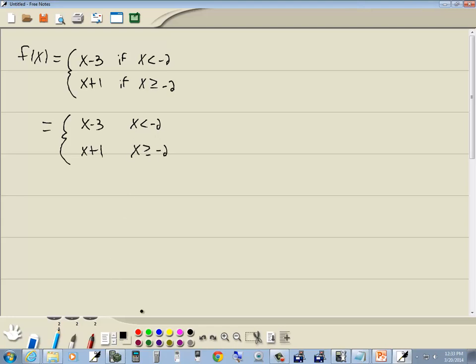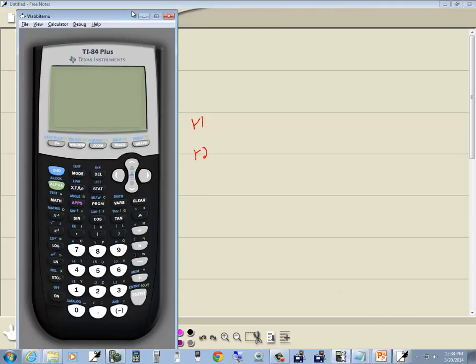What you want to do is drop the f's. You don't want those. And we want to put parentheses around the pieces, around the x minus 3, around the x plus 1, and we want to put parentheses around the x is less than negative 2 and x is greater than or equal to negative 2, the conditions. Now we're going to put this on y1 on our calculator, and we'll put this on y2 on our calculator.